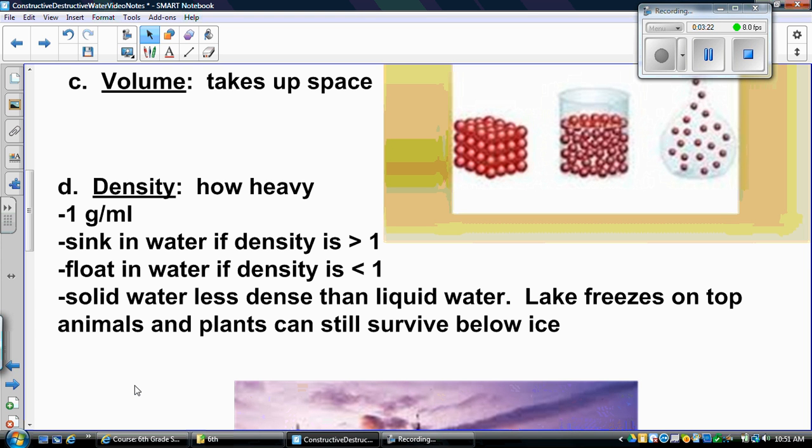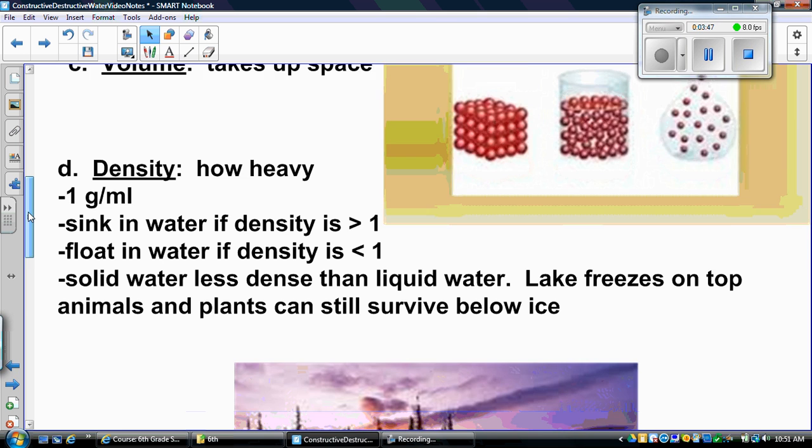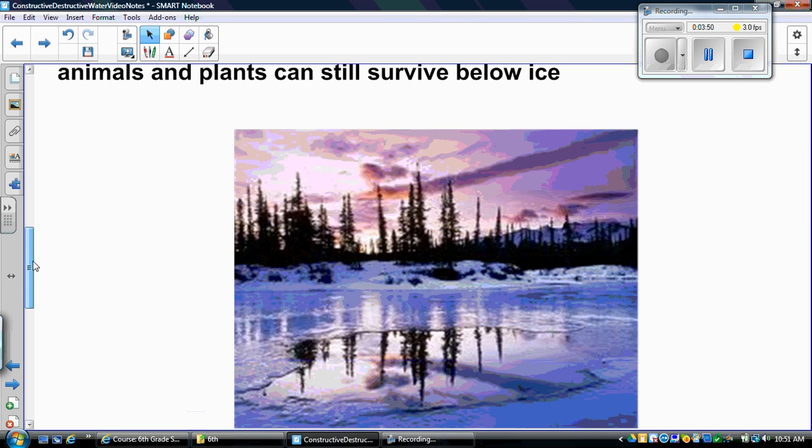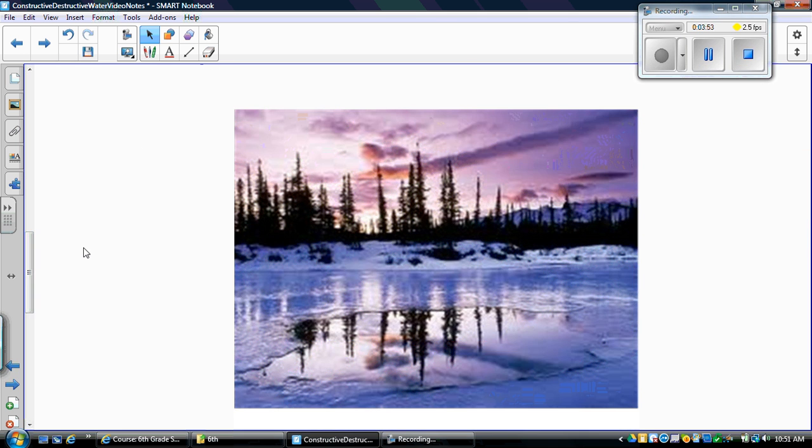And this is pretty important. Life would not be able to exist in water if this did not happen. Because if the solid water was more dense than liquid water, then that would mean that the lake would freeze from the bottom up and no living thing could survive. So the fact that solid water is less dense than liquid water allows for life to occur. So a lake freezes on the top, animals and plants can still survive below the ice. So that's a very unique property of water. Most other substances that we have are the opposite. The solid will sink in the liquid. But water's pretty unique that way.